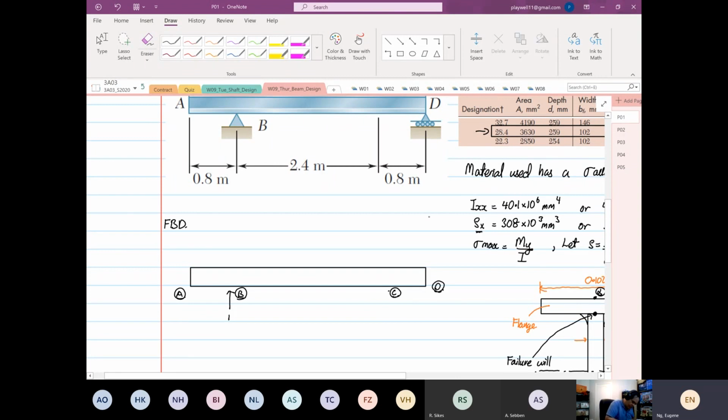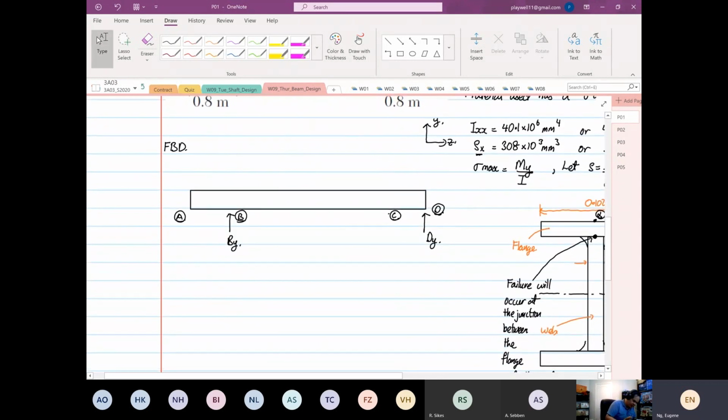This is your Z and this is your Y. At point D, you have a force going up, so this is your DY, and this is your BY. So the first thing we're going to do is construct the free body diagram.